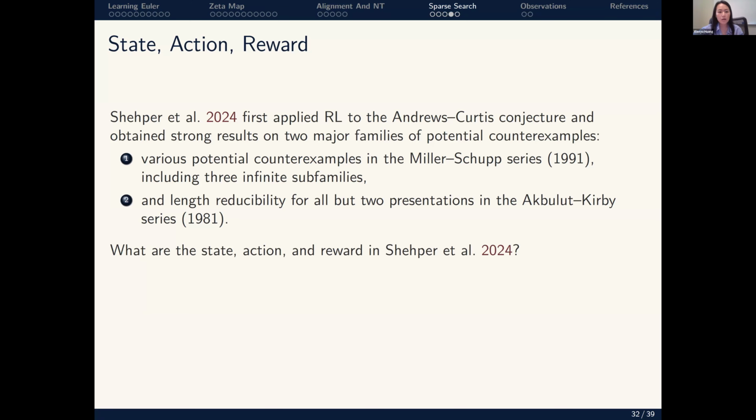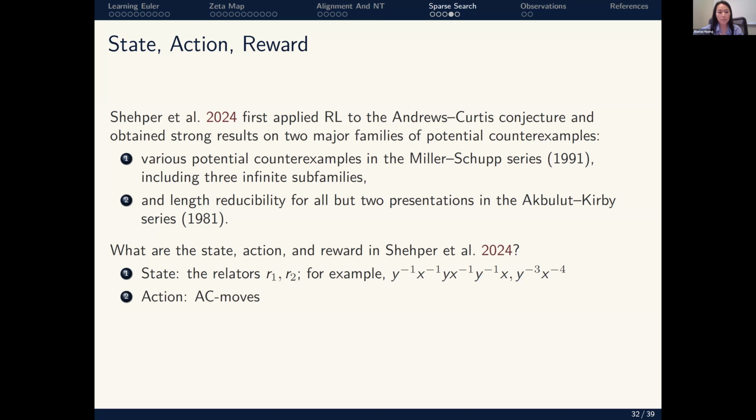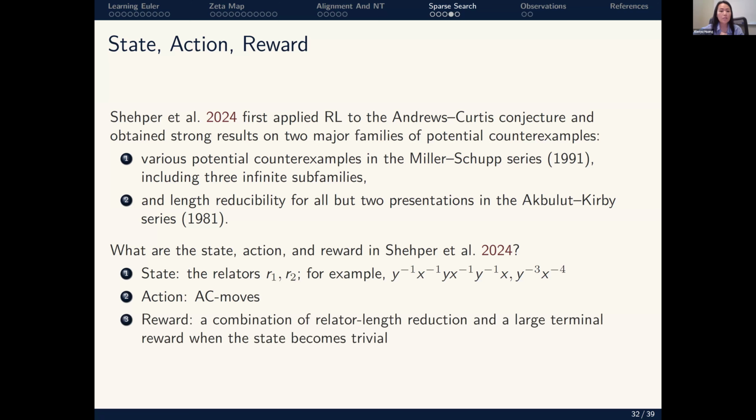But more important for us is what the states, actions, and rewards are in their work. The states are just the relators, R1 and R2, literally the current R1 and R2 in the construction. The actions they use are just the three AC moves. At each point, for two relators, you choose one of three. And the positive reward that tells the model where to go, how to find these paths to trivialize the presentations, is a combination of length reduction for the relators, as we just said, and a large terminal reward when the state is finally trivial. So everything is quite explicit. This is a great example of reinforcement learning for finding examples.